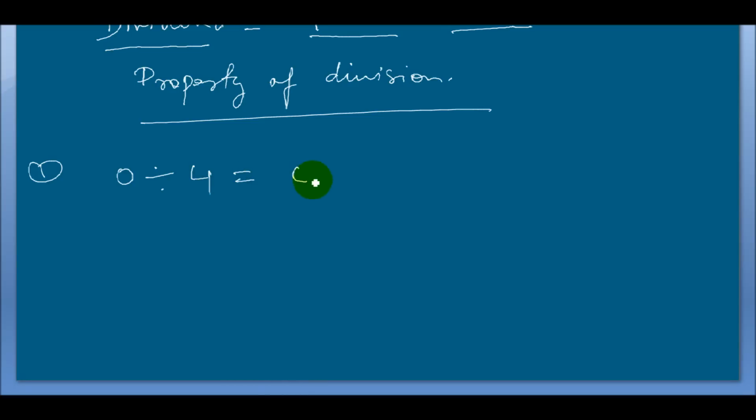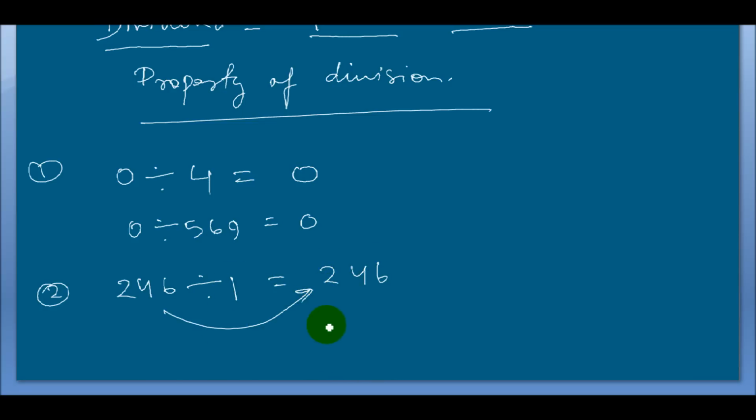Property of division. Number one is, if 0 is divided by any number, say 4, the result is 0. Okay, that means if you are dividing 0 by 569, result is 0, right? The second property is that if you divide any number, say 246, by 1, then you will get the number 246 directly.